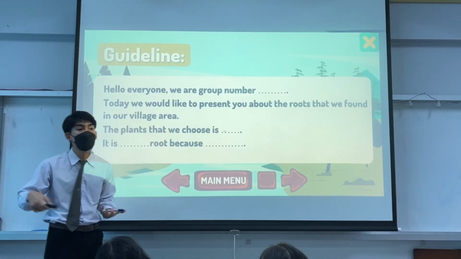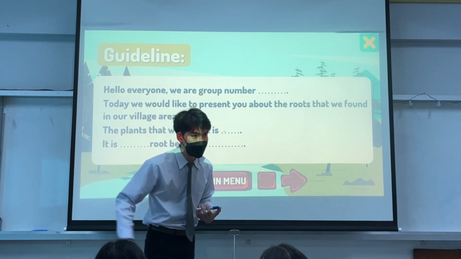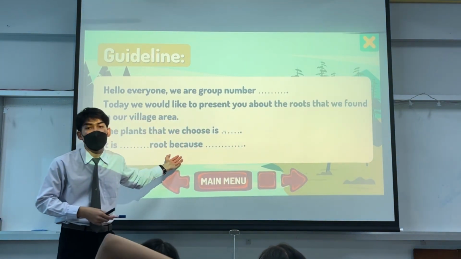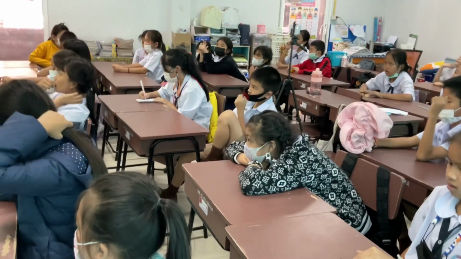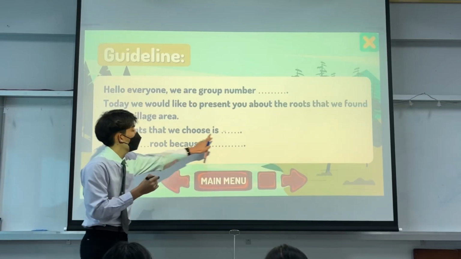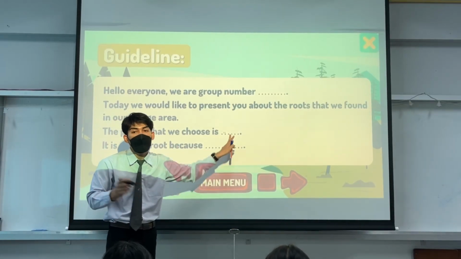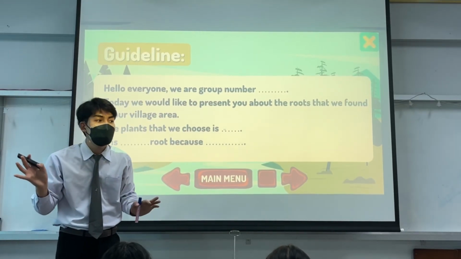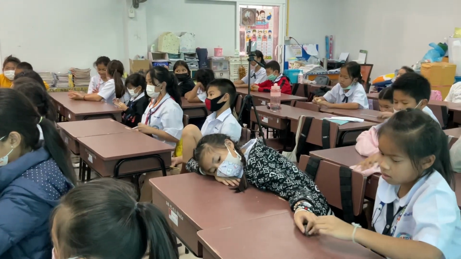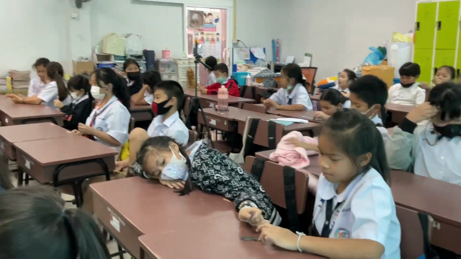Like this. But you will come and speak in front of the class, with the video in the background. Okay, I will send this to the Line group. You will put the name of the plant here. If you find a flower, you put the flower name. You have jasmine, and you put jasmine.